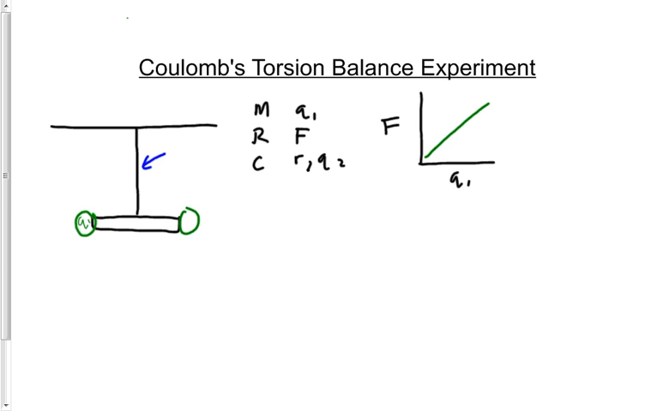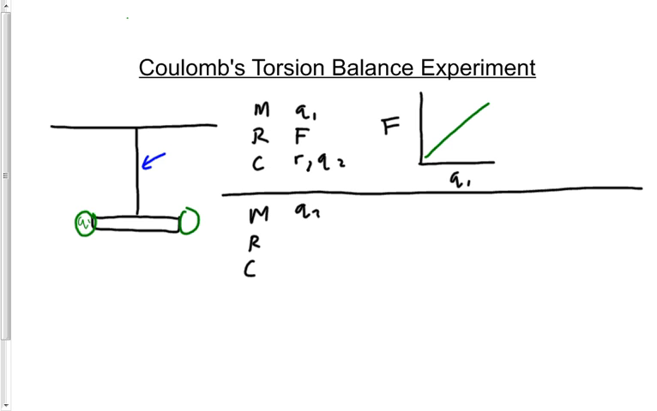The second experiment that he would have done would have been to manipulate the value of Q2. So now we're keeping Q1 the same, we're changing the value of Q2. What responds to that? What changes because we change the value of charge 2? Going to be the force again. It's always going to be the force that's the responding variable. But what stays the same here?